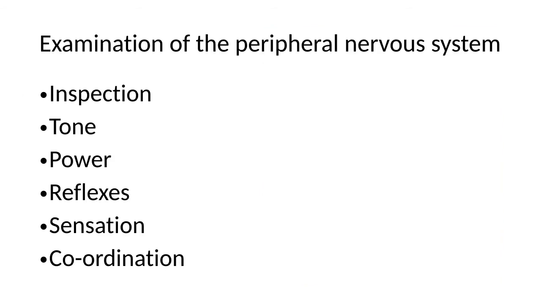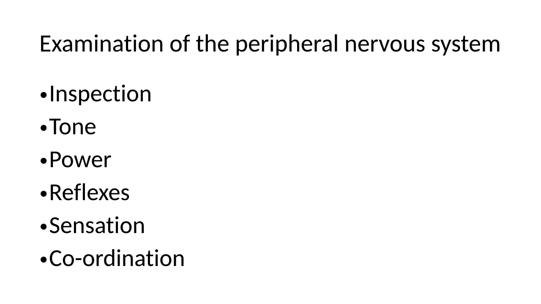Very good. So let's move on to the peripheral nervous system. This is kind of the mnemonic, I guess, we all use in our heads to remember how to examine the nervous system. So these are the domains you will check in each limb: inspection, tone, power, reflexes, sensation, and coordination.